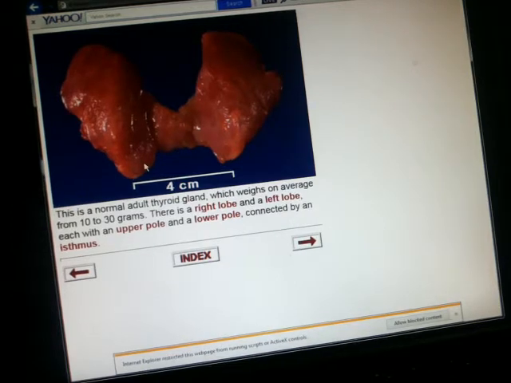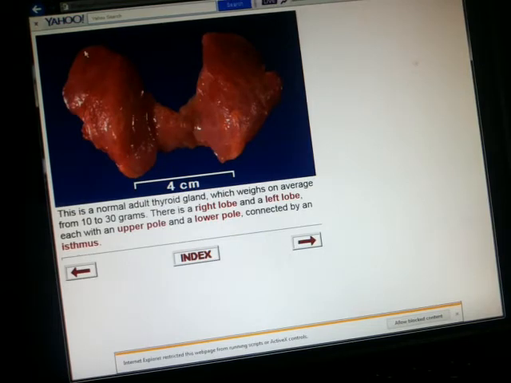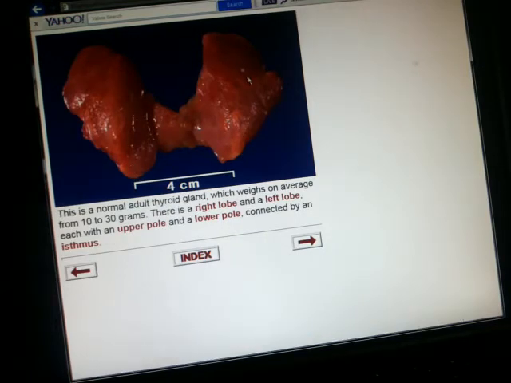This is the right lobe. Here is the upper pole, and here is the lower pole. This is the left lobe with the upper and lower pole, and this is the isthmus.